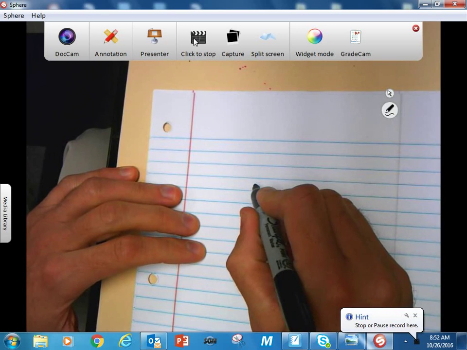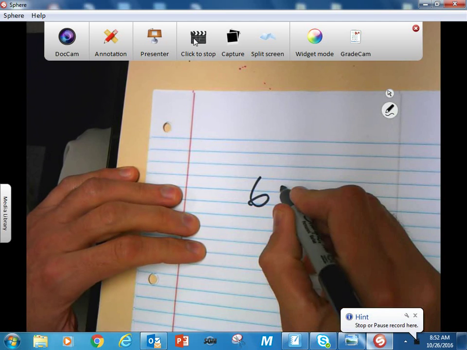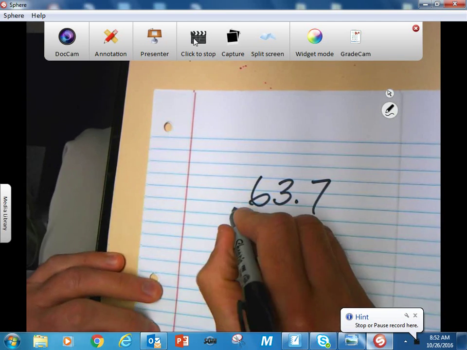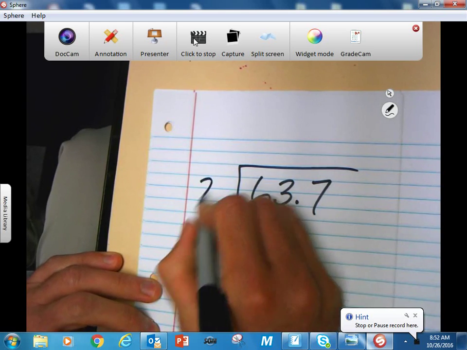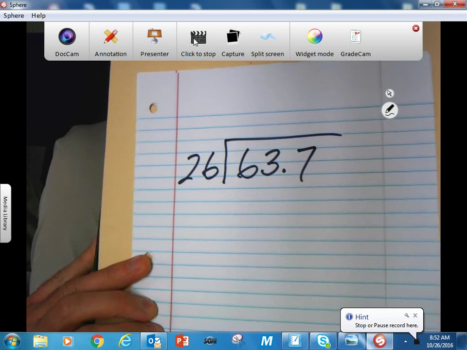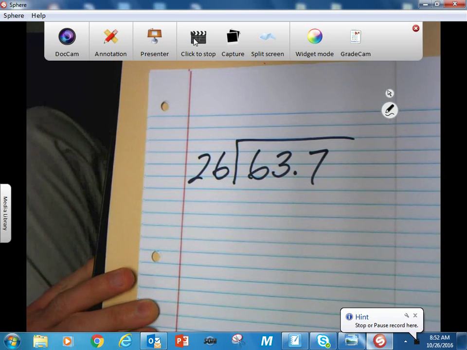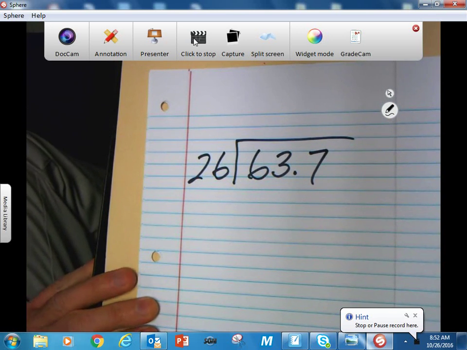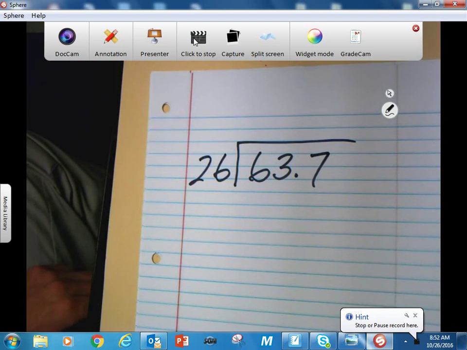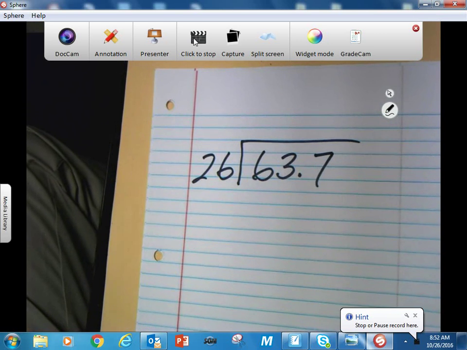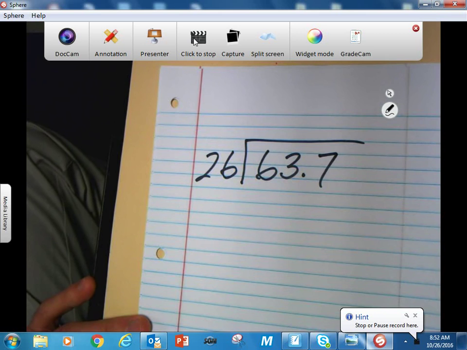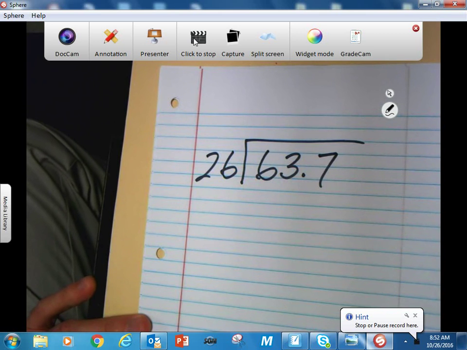We have 63 7/10 divided by 26 wholes. All right, if I'm using estimation first, if I use compatible numbers, what could I maybe pretend either the 26 or the 63 7/10 to be? Luke? You could turn the 26 to 30 and 63 to 60.